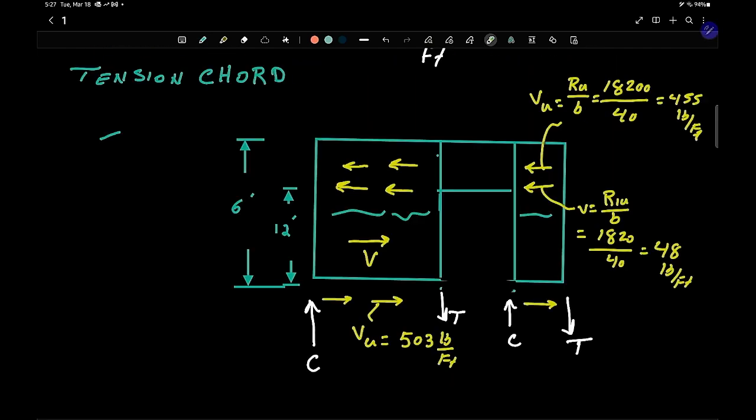Okay, so we're gonna start with the tension cord, and we're gonna look at this right here. This is our doorway, and this is our design. We have the shear force here, which is RU divided by B, came out to be 455 pound per foot. And then this was R1U divided by B, which came out to be 48 pound per foot. And the doorway is about 12 feet tall. Then we have the shear down bottom, which we figured out already was 503 pound per foot.